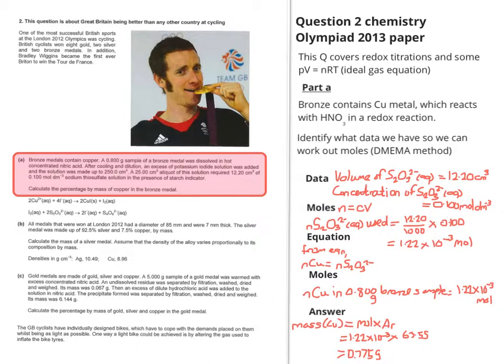Now what you can do is work out the percentage by mass by taking the mass of pure copper that this titration tells you you've got, which is 0.775 grams, dividing it by the mass of the sample of bronze, which is 0.800 grams, and multiplying it by 100. So that comes out as 96.875%.